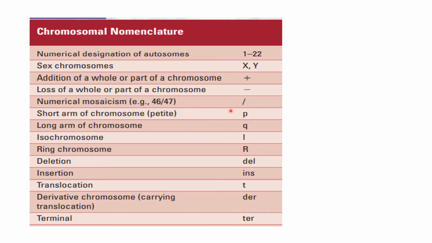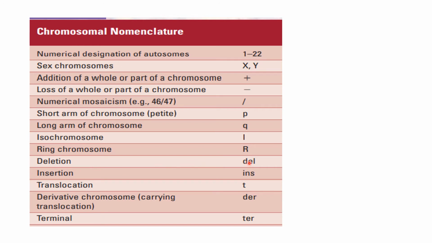Numerical mosaicism is indicated by the slash, where some of the cells have 46 chromosomes and some of the cells have 47 chromosomes. The short arm of a chromosome is designated as small letter p. The long arm of a chromosome is designated as small letter q. Isochromosomes are indicated by capital letter I. Ring chromosomes are indicated by capital letter R.